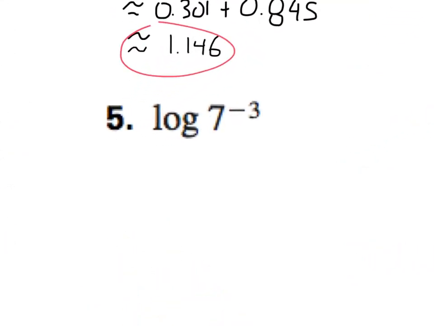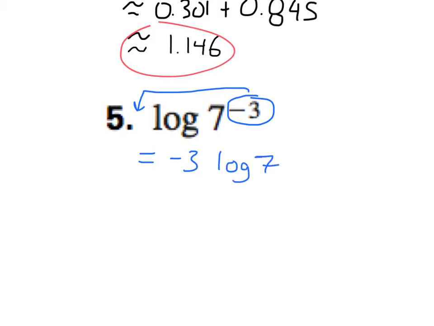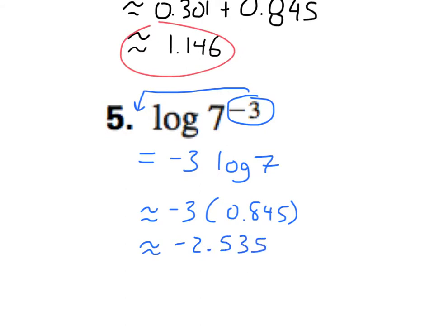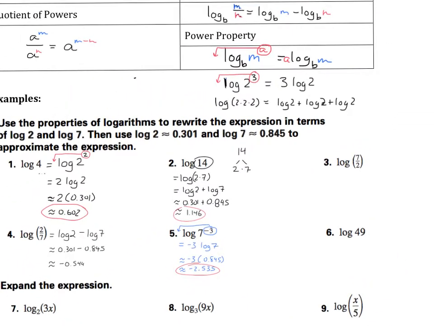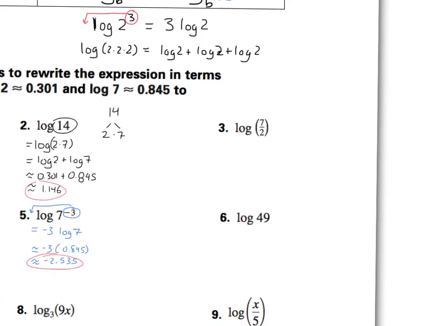All right, now what can I do about this one? Well, this one is virtually the same as the first one, except part of it's done for me already. So now I'm going to rewrite and put the 3 as a coefficient, or negative 3. And now I can substitute 0.845 in and use my simple calculator to multiply out. Negative 2.535. And there is my answer. Now let's take a gander at some more complicated problems.